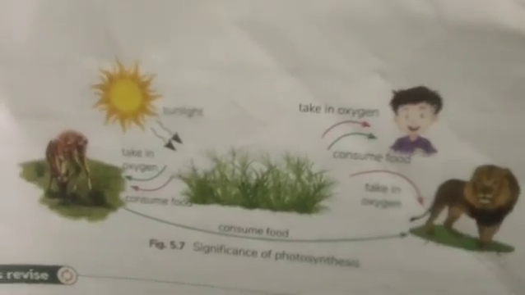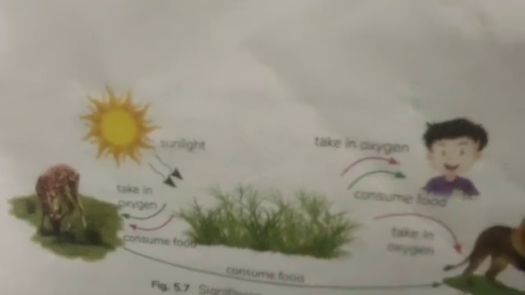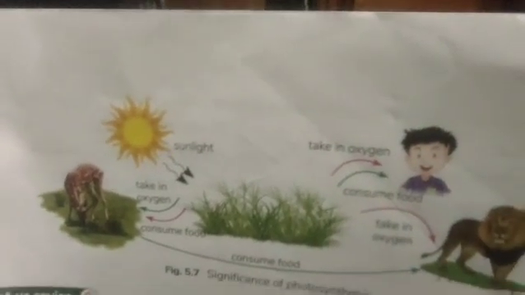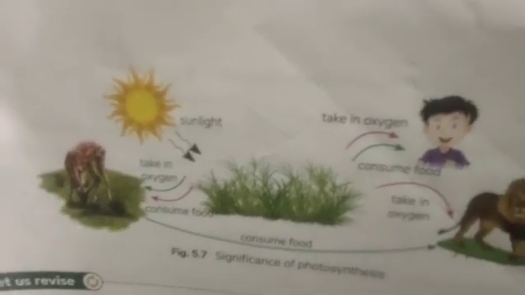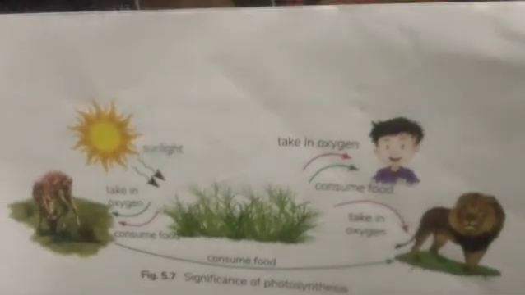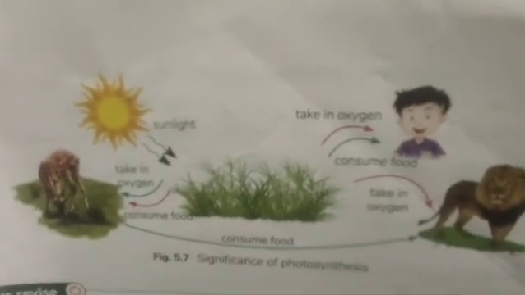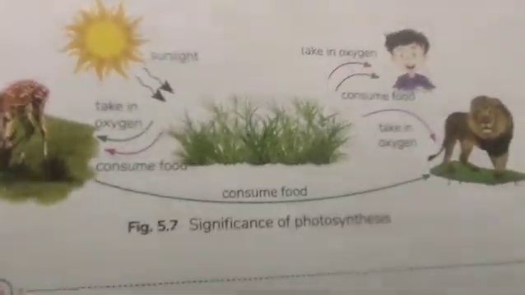So first of all, the plant takes energy from the sun, and the plant makes oxygen, which is an end product of photosynthesis. Then a human takes oxygen, and after that a plant, this lion also takes oxygen, the deer also takes oxygen, meaning all the humans, plants, herbivores, carnivores, omnivores all need oxygen to breathe.